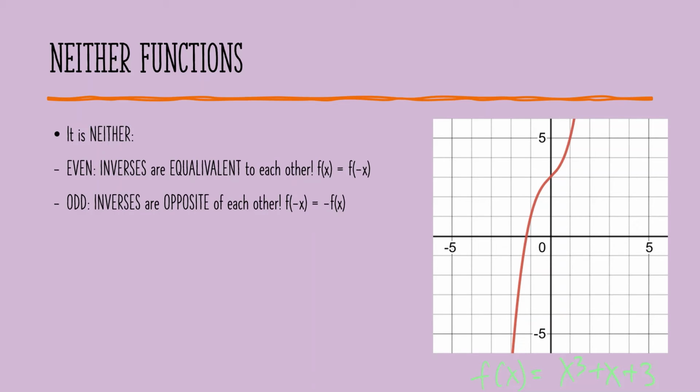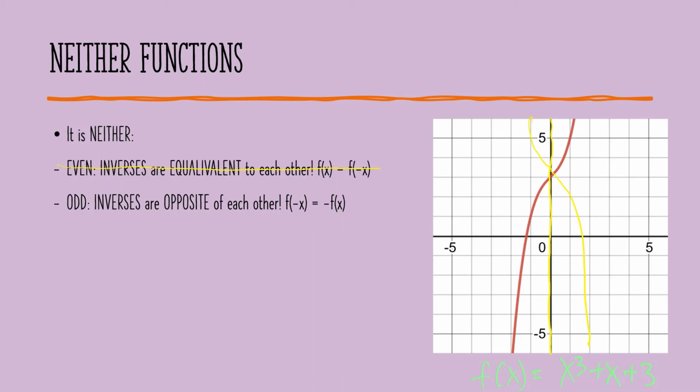Let's see if our graph here, f of x equals x cubed plus x plus 3, is an even function. To do that, we're going to look at the y-axis. It's supposed to be the line of symmetry, and we see that it is not an even function. If it was, it would have been reflected and look something like this. So we can cross that out.